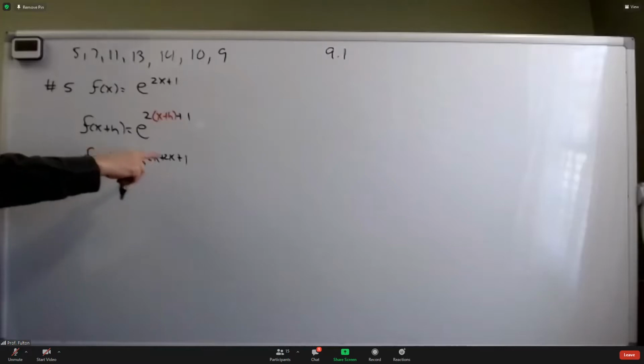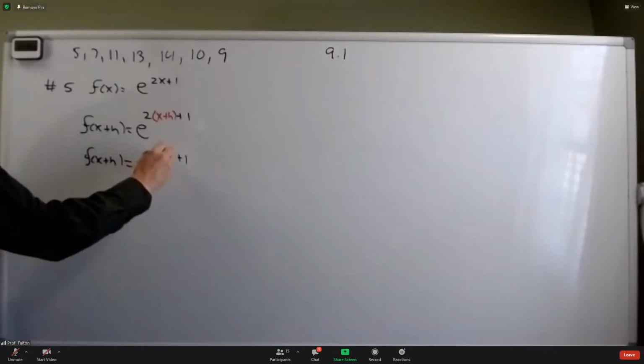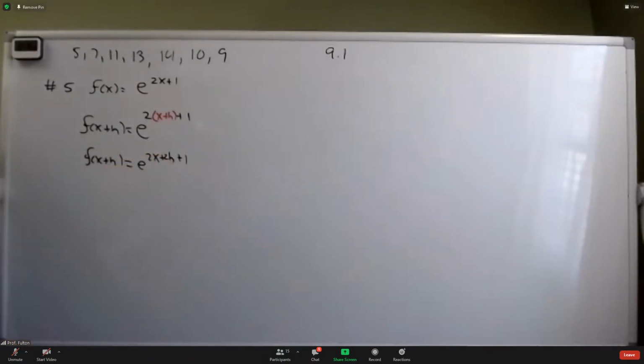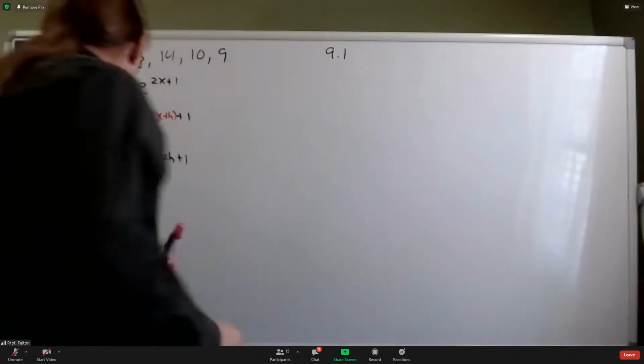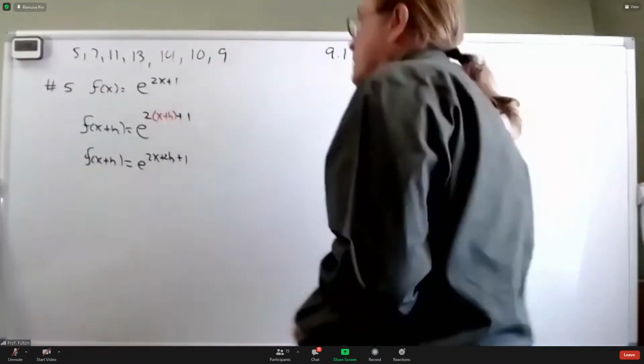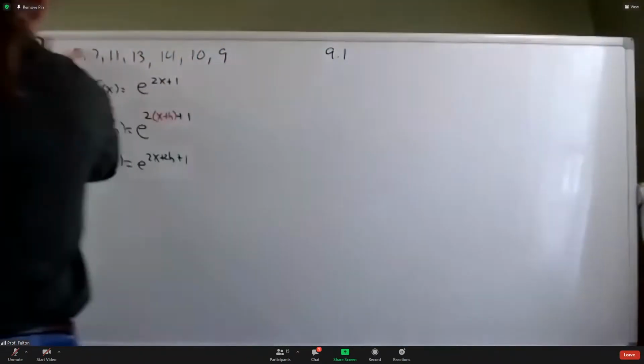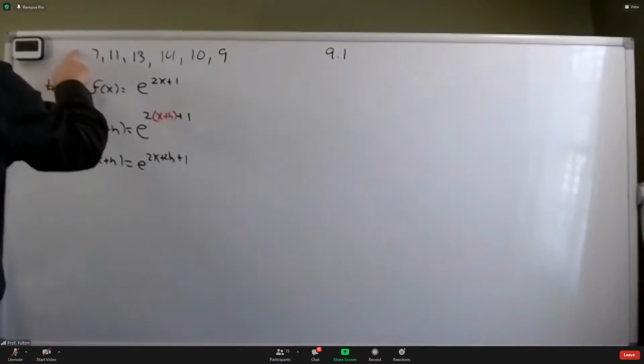This is going to be useful in other contexts. That's all that is. Now, 6 was a little more complicated. That's a difference quotient. That's a calculation that you definitely do in calculus. But nobody asked that, so let's move on to number 7.